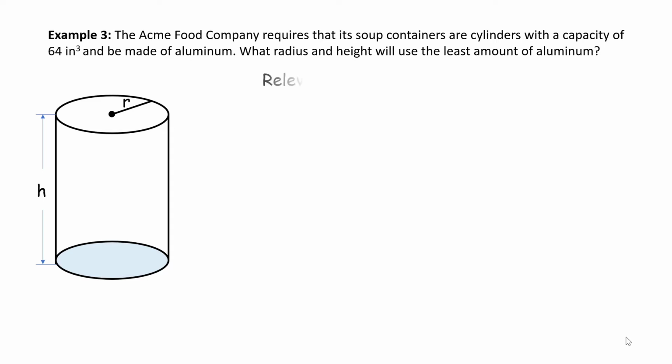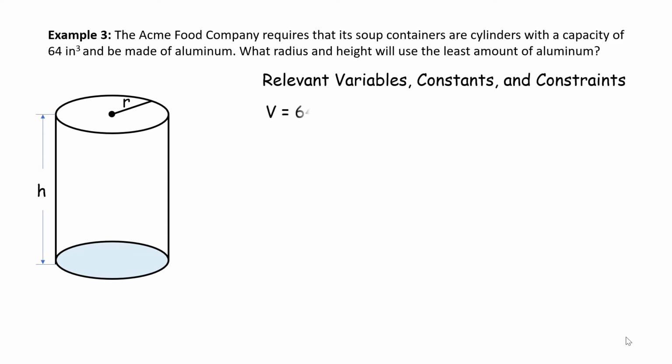I think we've got the relevant variables, so let's list some constants and constraints. We are given that the volume has to be 64 cubic inches, and the formula for the volume of a cylinder is V equals pi r squared h. So the formula for the volume and the constraint of 64 have to be equal to each other. We write pi r squared h equals 64. Now let's go ahead and solve for h. The height would be 64 divided by pi r squared.